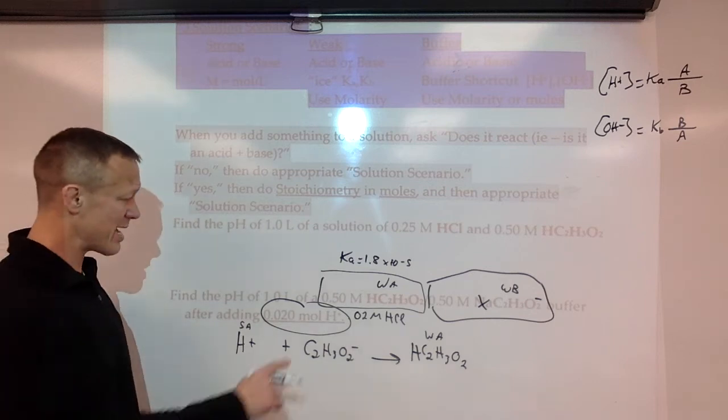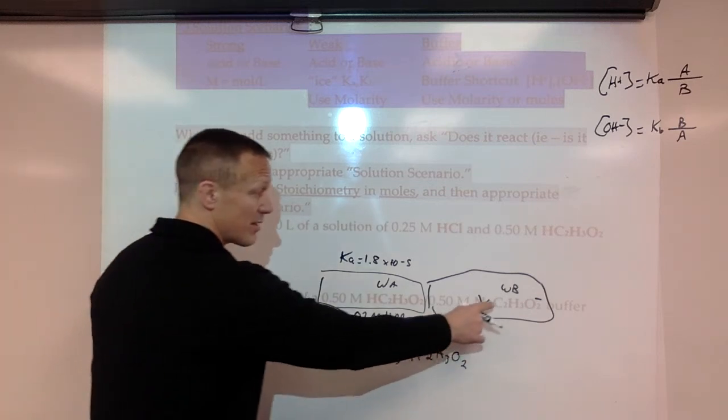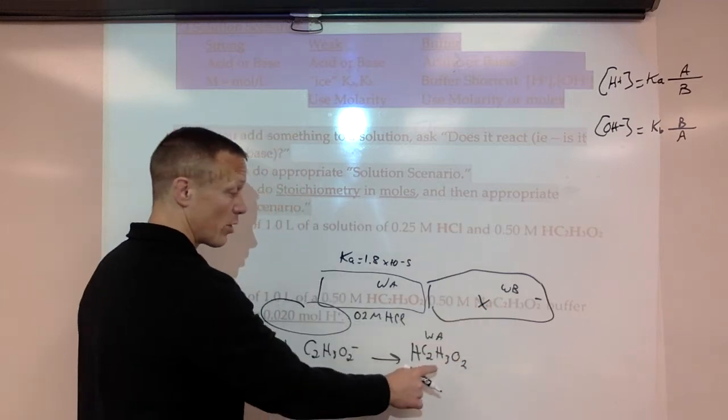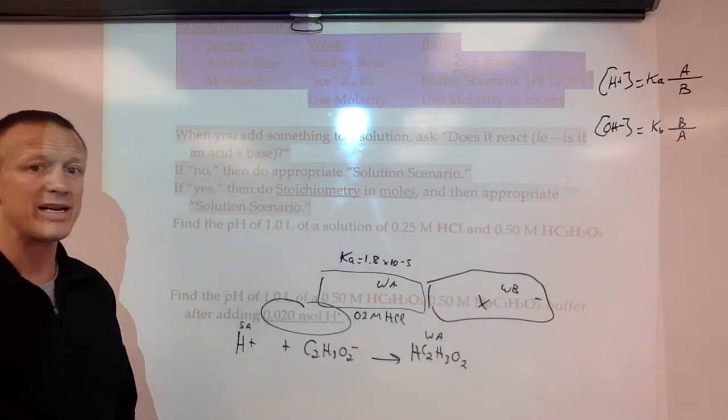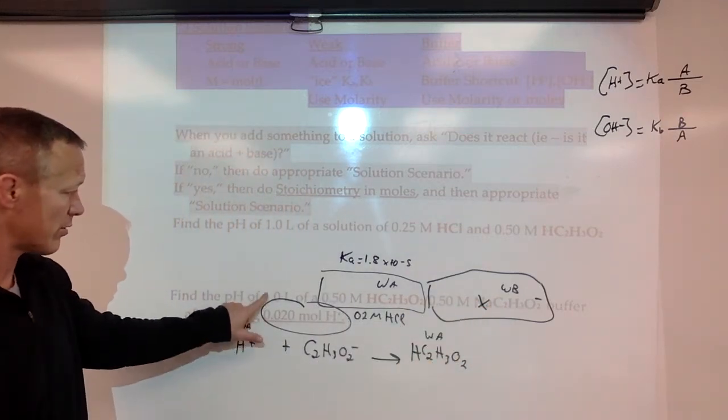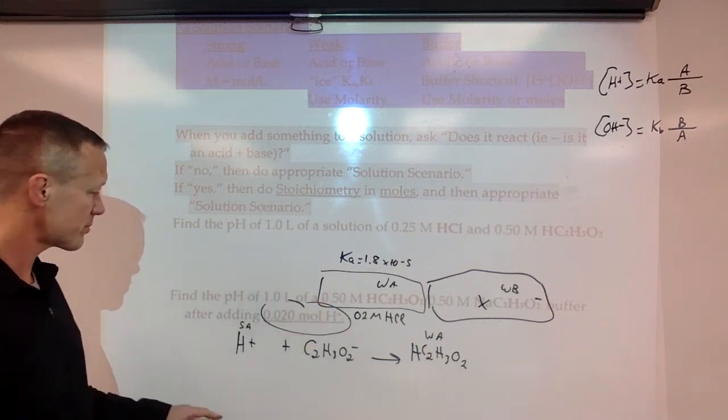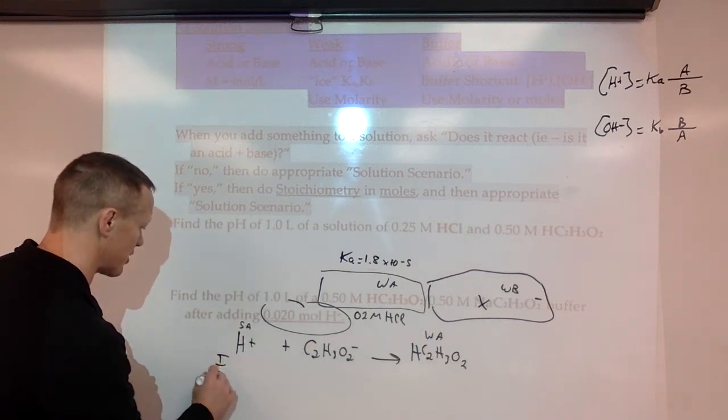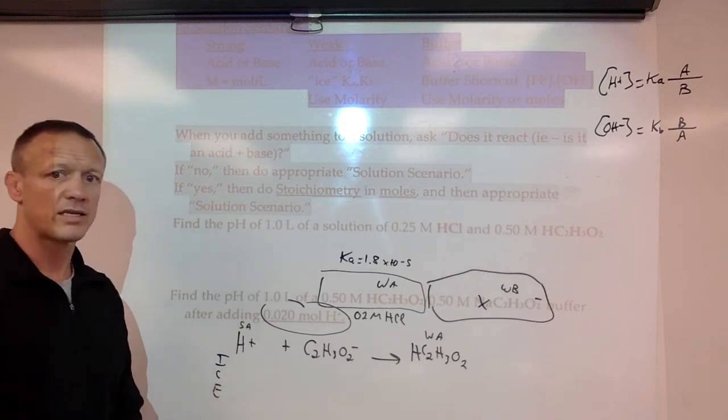So we think about this. As we add H plus ions, we're going to use some of this. This is going to go down in value. We're going to make some of this. Now we need to be in moles, not molarity. But we're in a 1 liter solution, so it's pretty easy. So I'm going to do an ICE table here. I'm getting down towards the end of the board.